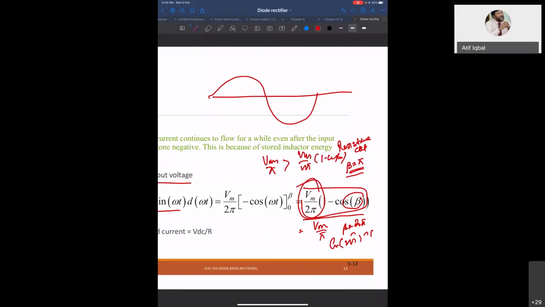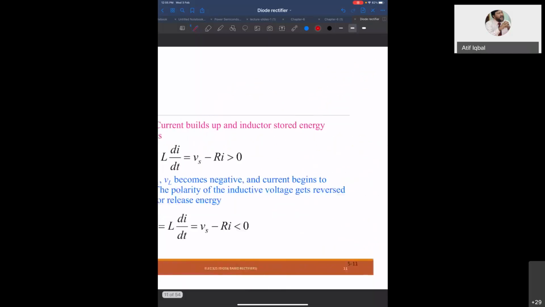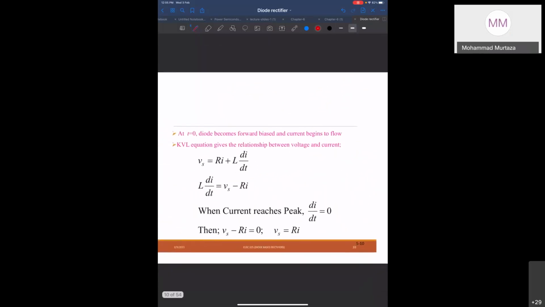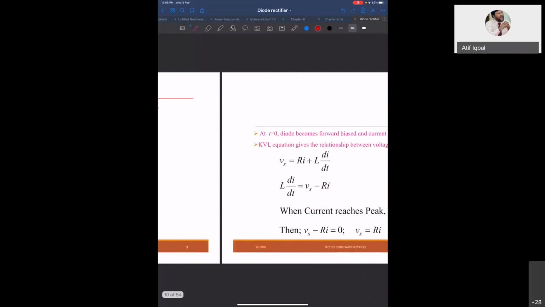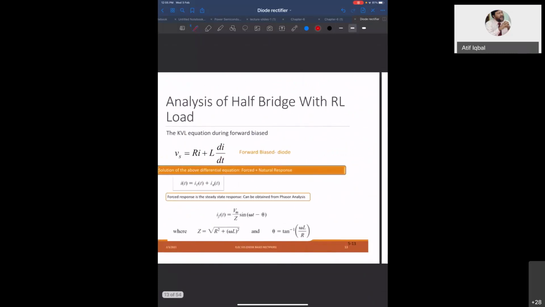AC to AC conversion. This is no more AC to DC. You will get AC at the output. Do you understand? Yes. Understood. Not to make it AC to AC. Our aim is to make it AC to DC. So we need more positive than negative.